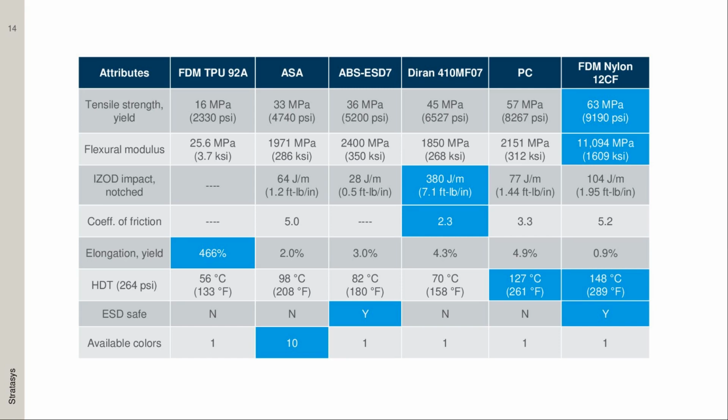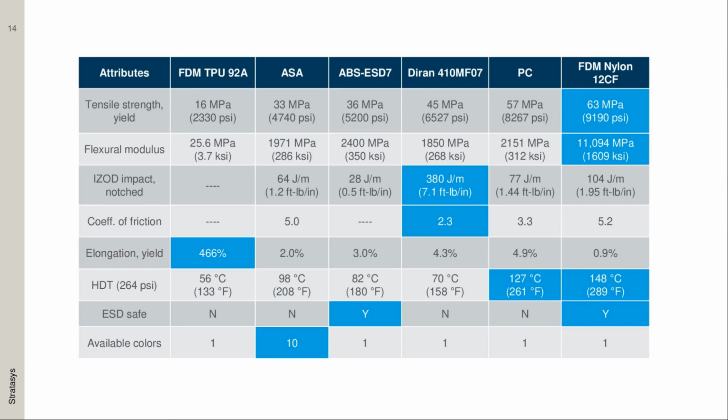But I know that as manufacturing spaces get more optimized, having those colors available is a really big deal because then you don't have to paint the parts and all that stuff. If you need something that has ESD properties, ABS ESD7 is a great option, especially if you're doing soldering trays and any inspection with electronics. Duran has great impact and a low coefficient of friction. Polycarbonate has high temperature capabilities and some elevated strength. And then finally, nylon 12 CF, you can see has multiple properties across the board.